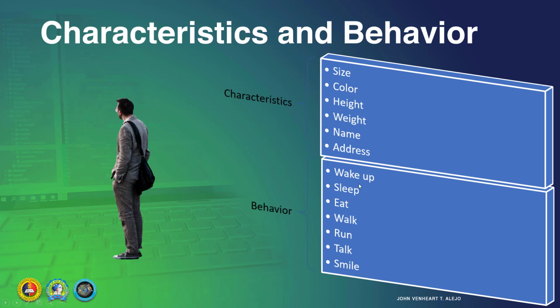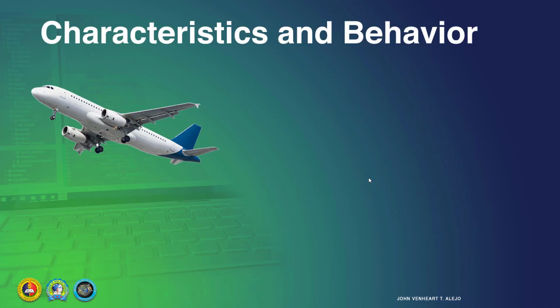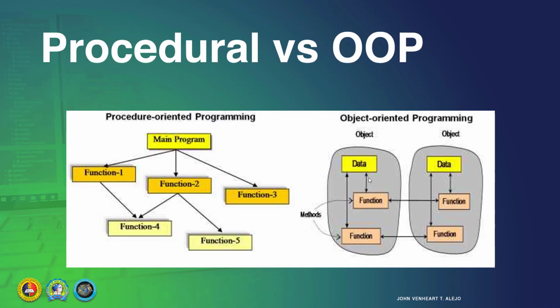So, are you with me that every object has its characteristics and behavior? That is why object-oriented programming adopts the object. It is because there are two common things, characteristic and behavior, which is also equivalent to what we have already discussed earlier, that characteristics is data and behavior is function.